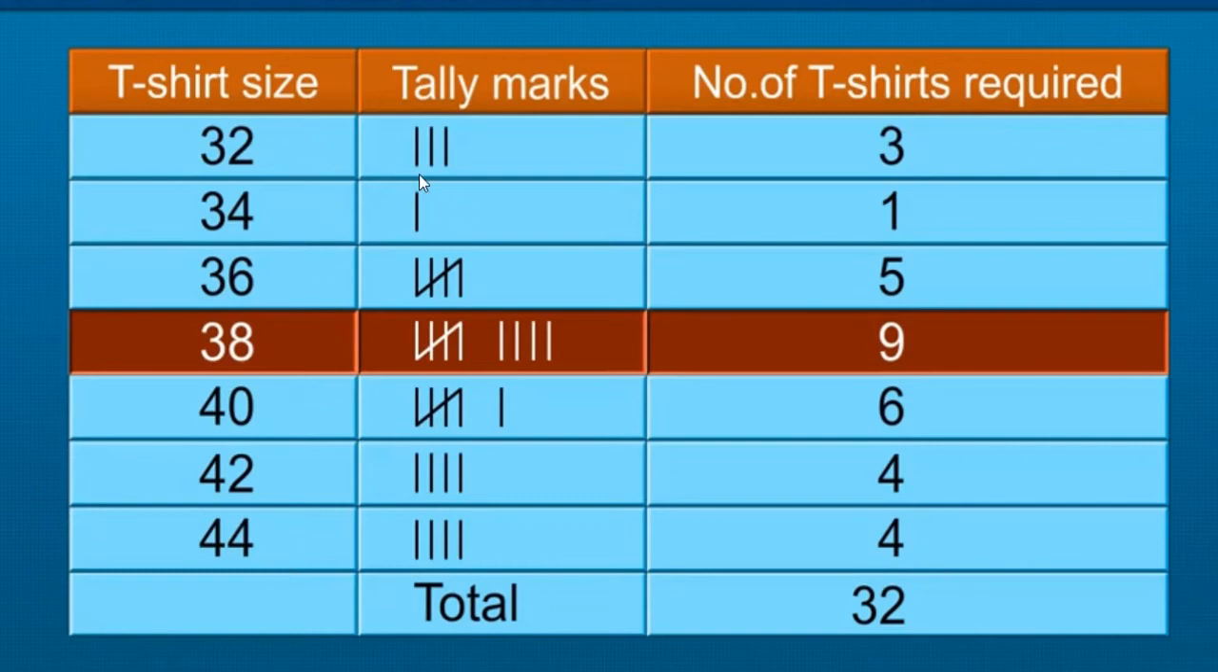That is, 32 occurred 3 times in the whole data. So each time it occurs we put a mark over here, and if it is completed 4, then the next mark will be the slanting mark. That is, after 4 marks, the fifth mark will be a slanting mark.